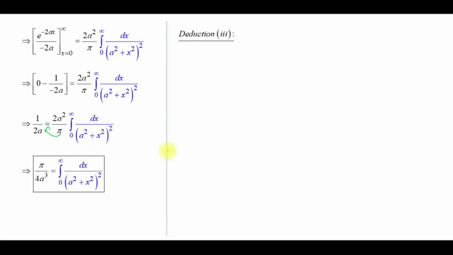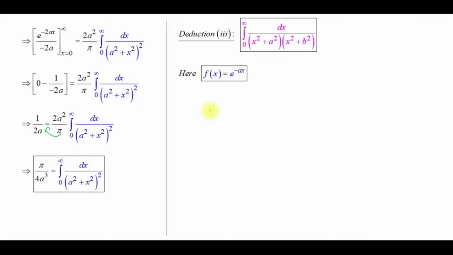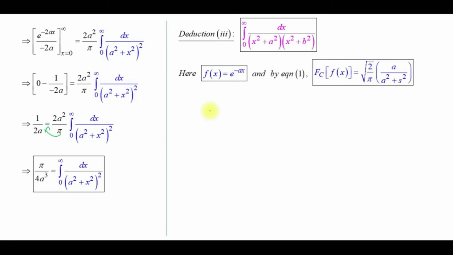Next, third deduction. Now the integral from 0 to infinity of dx divided by x square plus a square into x square plus b square. Here, in this problem, we take f of x equal to e power minus ax, and by equation 1 the Fourier cosine of f of x equals square root of 2 by pi into a divided by a square plus s square. So both are involving only a.